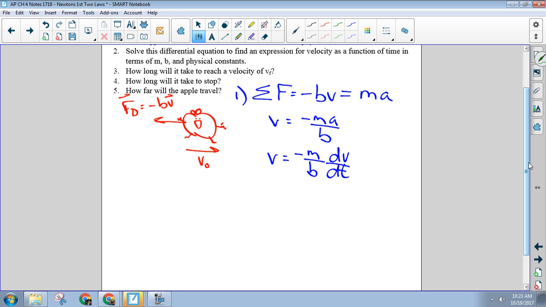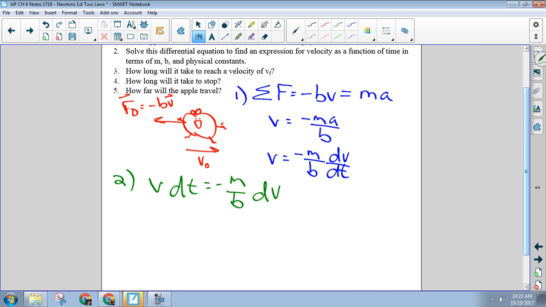So I don't like that this is a fraction. So step 1, unfractionify it. How can I make it so that dt is not in the denominator? Multiply both sides by dt. Okay, so anyway, here we go. I'm going to multiply both sides of this by dt. So I get v dt equals negative m over b dv.